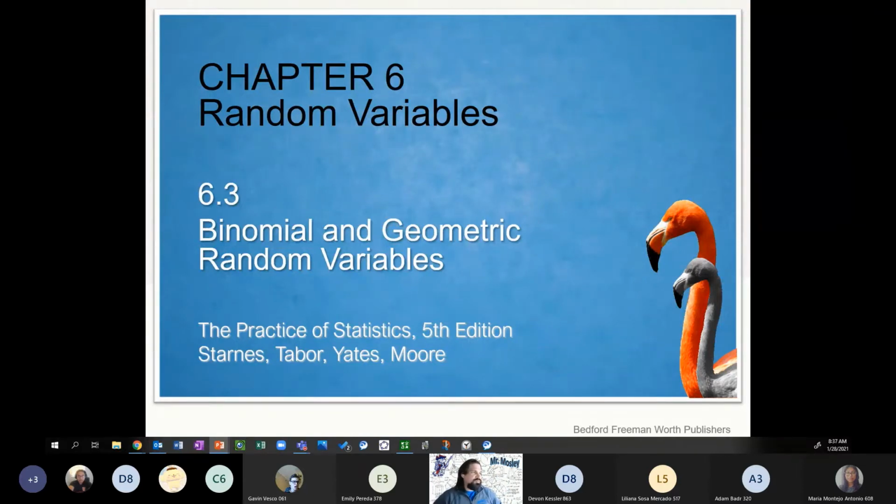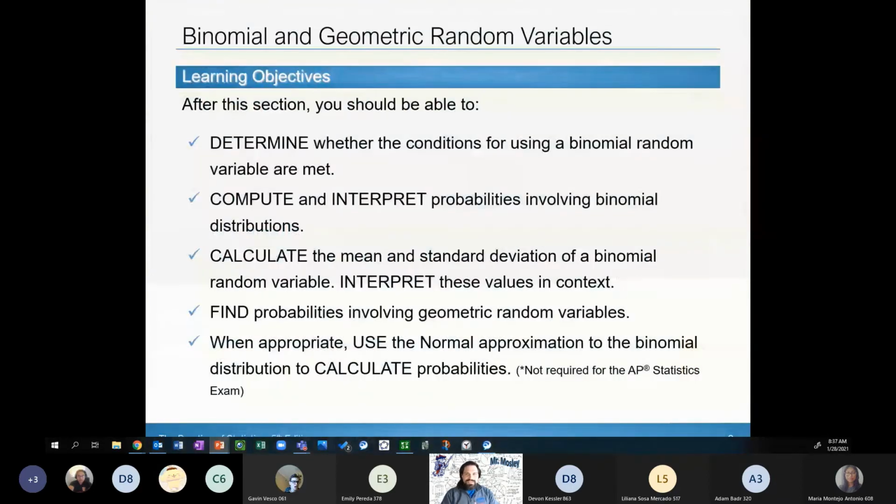Section 6.3 is on binomial and geometric random variables. All right, we've been talking with random variables. We've done discrete and continuous. This is continuing along with those lines. So here we go. So in this lesson, we're going to learn how to determine whether the conditions for using a binomial random variable are met.